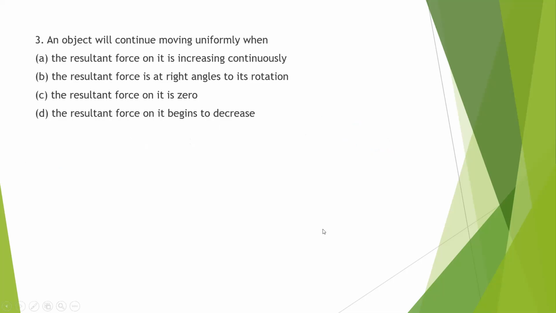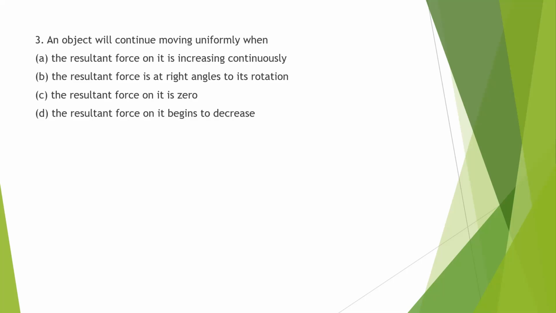Sorry, third question. An object will continue moving uniformly when. So what they are asking is, the object is moving uniformly, so when is it possible? Option A, the resultant force on it is increasing continuously. Option B, the resultant force is at right angles to its rotation. Option C, the resultant force on it is zero. Fourth option, the resultant force on it begins to decrease.